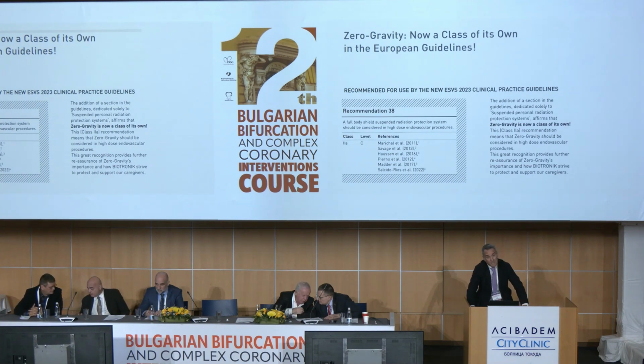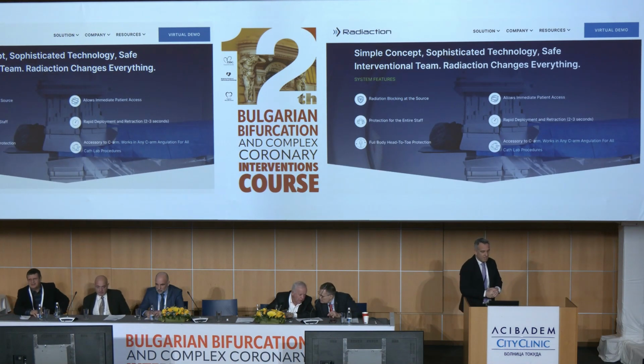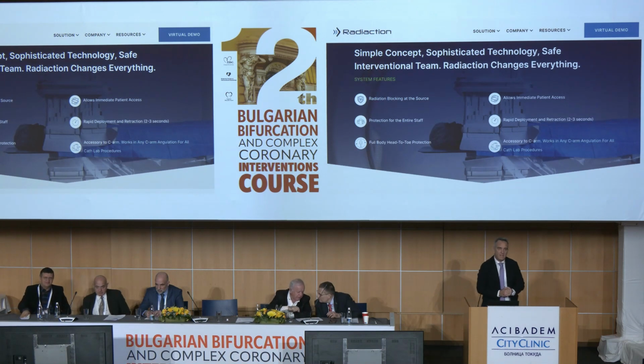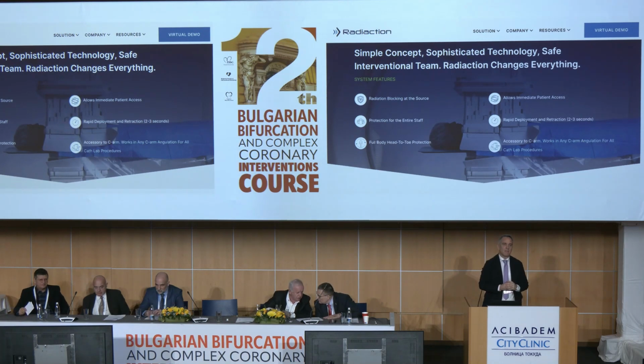And so, with this put into the guidelines, zero gravity is now a class of its own. It's given a class 2A recommendation, so that means zero gravity should be considered in high dose endovascular procedures. Also a small mention is radiation, and this is a thing that you put on the machine and it extends down, so it reduces scatter radiation, but currently it only fits Siemens machines.